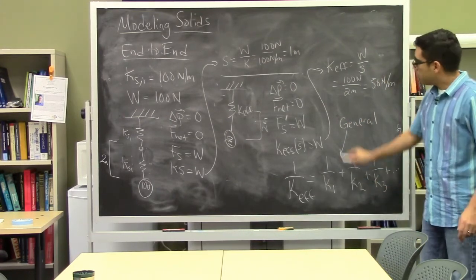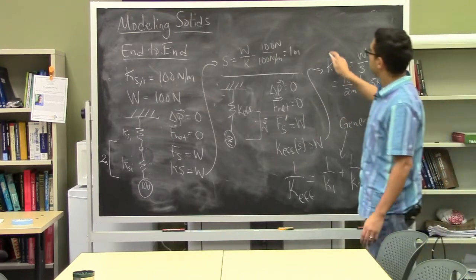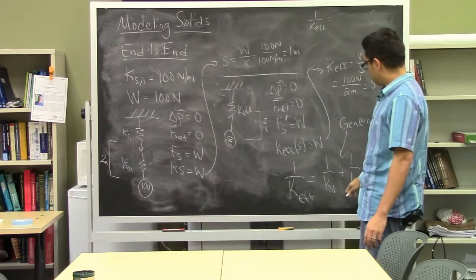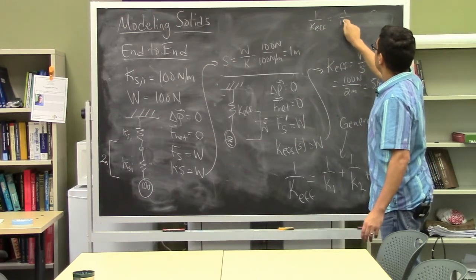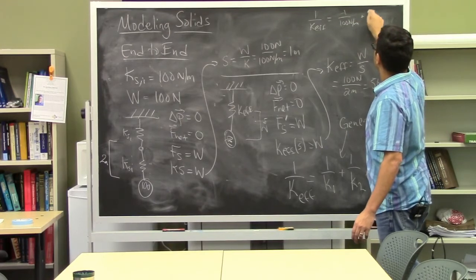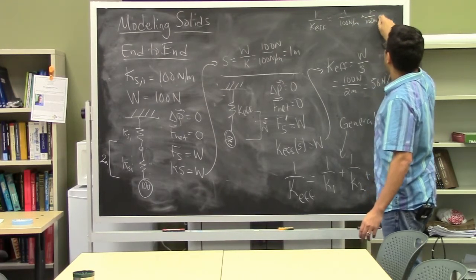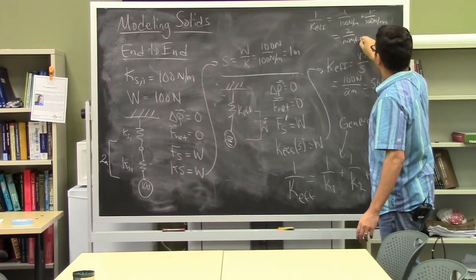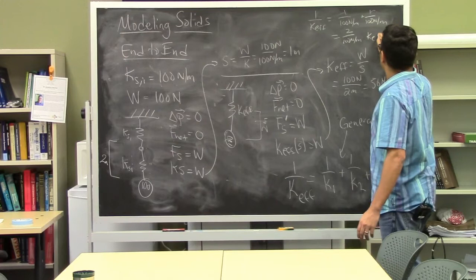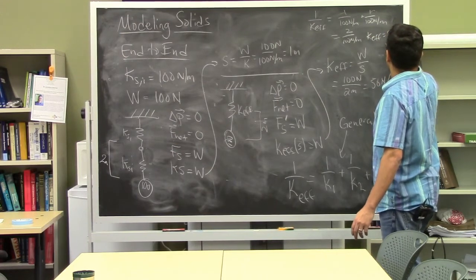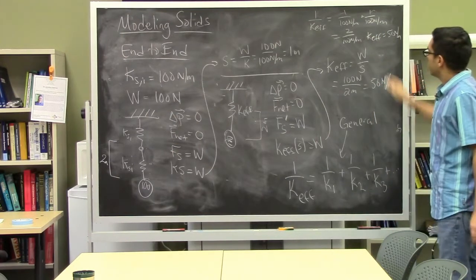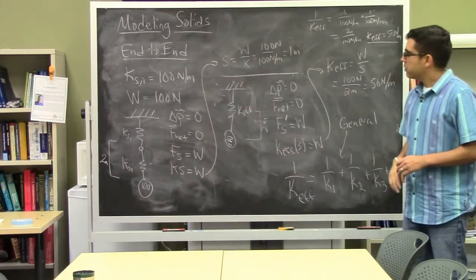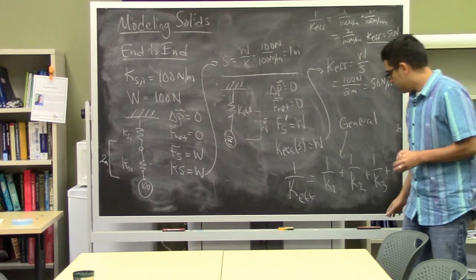We can look at our situation and we can see that that actually works exactly. So if we have 1 over K effective, each of our spring constants was 100. So 1 over 100 newtons per meter plus 1 over 100 newtons per meter is 2 over 100. And if we take the inverse, we'll get that our K effective is 50 newtons per meter, which is precisely half of each of the individual spring constants. So this is how springs add end to end.